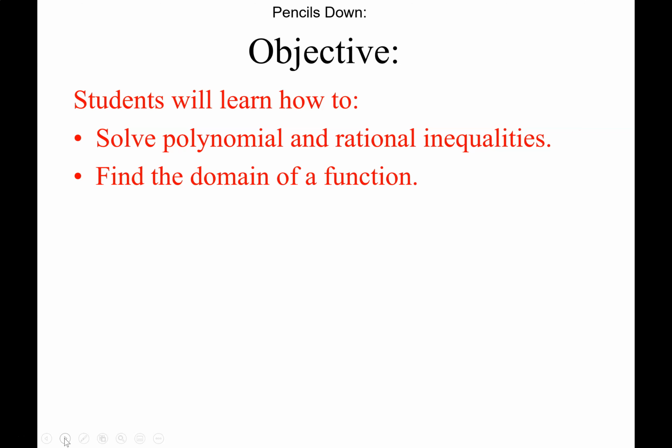Objectives. Students will learn how to solve polynomial and rational inequalities. Find the domain of a function.